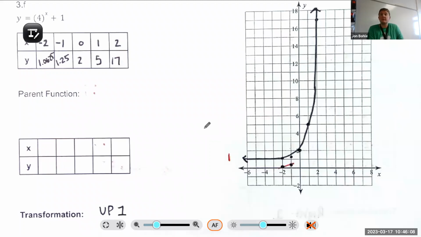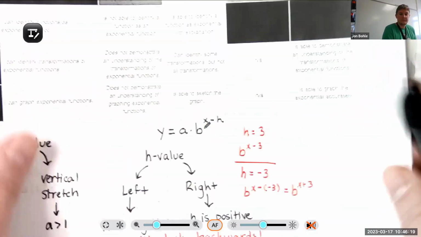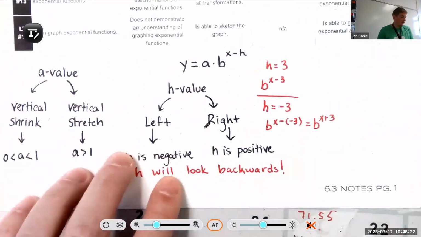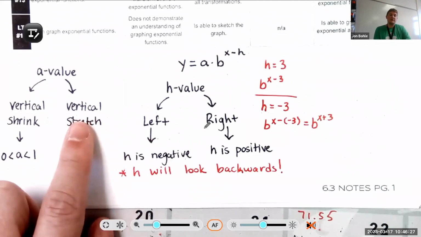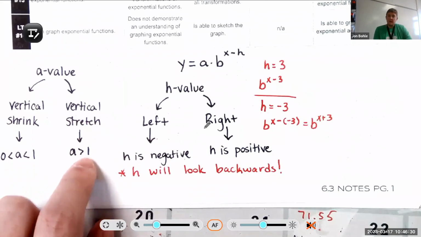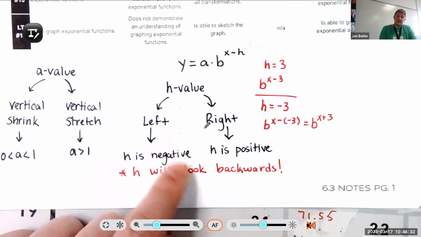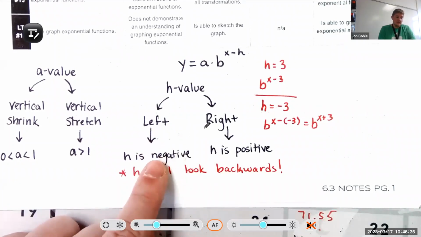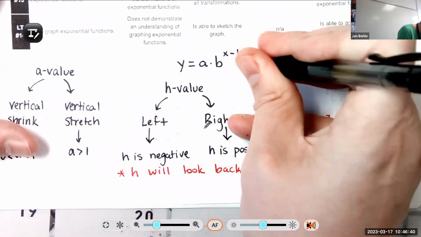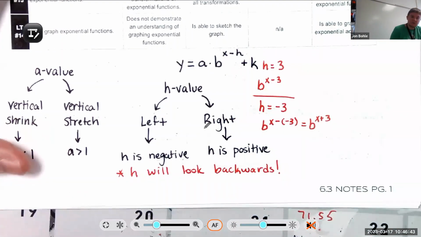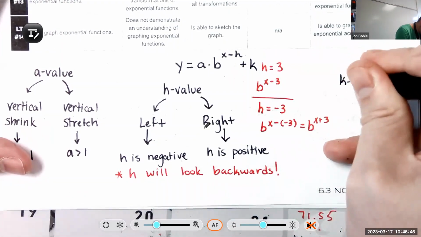Okay, so what I'm going to do now is we're going to flip right to the very front page. We're going to kind of formalize it right where we have that little table thing that we created. And then we're going to go back to page 7 in a second. A value, vertical shrink, if A is in between 1 and 0. A value, vertical stretch, if A is greater than 1. H value, we'll look backwards. It will move to the left if H is negative. It will move to the right if H is positive. Now, we've added the last one for us, and that's going to be the K value. That's exactly what we just covered.